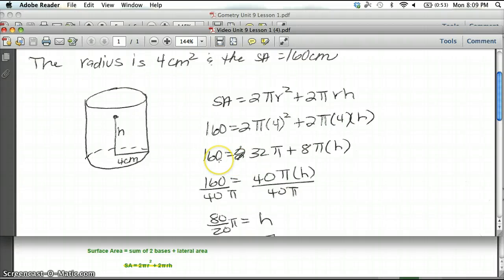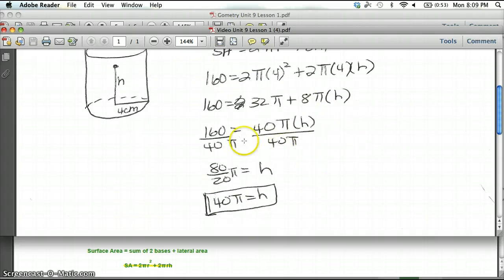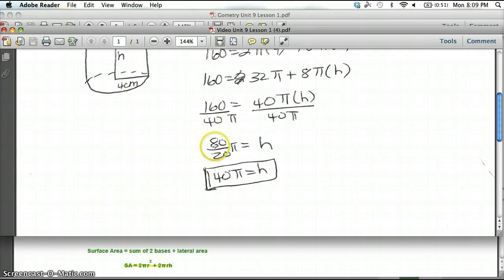So 160 is equal to 32, because 4 squared is 16, and 16 times 2 is 32 pi, plus 4 times 2 is 8, so 8 pi times my height. So I have 160 is equal to 40 pi height. I divided by 40 pi on both sides, and 160 divided by 40, I divided by 2, which gives me 80 over 20, and 80 over 20 is 40, so 40 pi is what my height is. Okay?